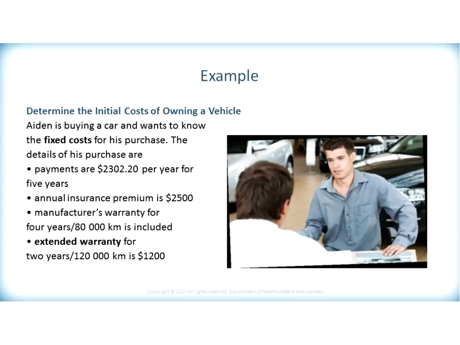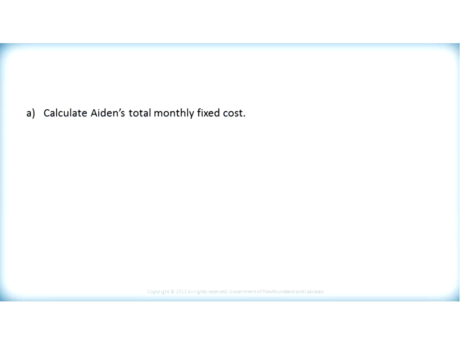His manufacturer's warranty is for the first 4 years, or 80,000 kilometers, whichever comes first, and that's included in the price. And he has the option to buy an extended warranty, which will add an additional 2 years up to 120,000 kilometers on the maintenance and repairs costs. That will be an extra $1,200 on top of the cost of buying the vehicle. We want to calculate Aiden's total monthly fixed cost to start.